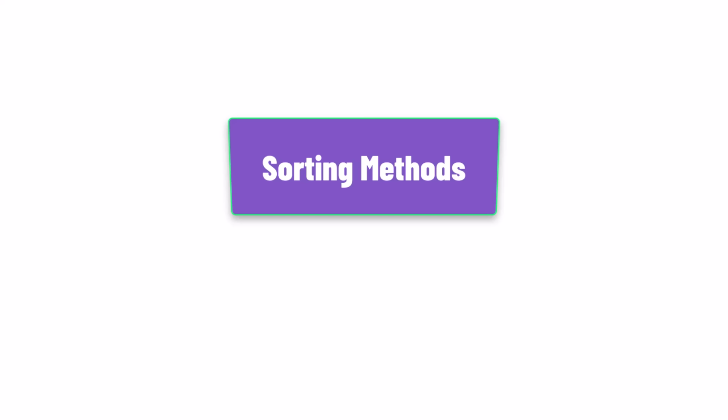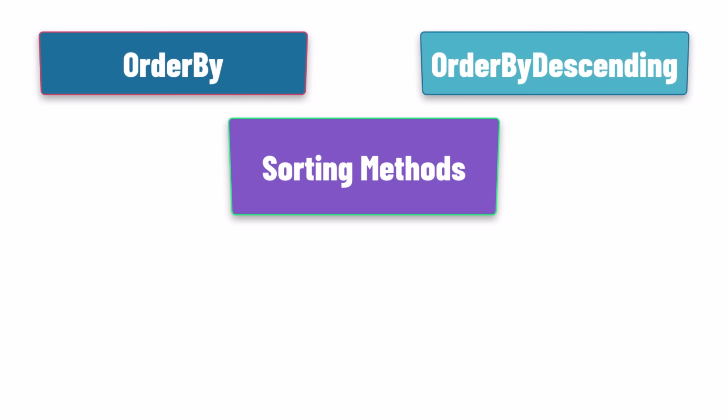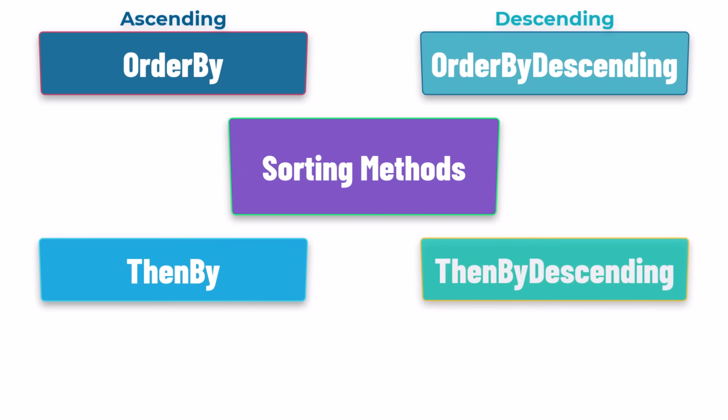Hi again. In the previous video, I covered the methods orderBy and orderByDescending, which allow us to sort data in ascending and descending order based on a specified key. In this video, we will delve deeper into the topic and explore two additional sorting methods that come in handy when we need to perform secondary sorting, ThenBy and ThenByDescending.